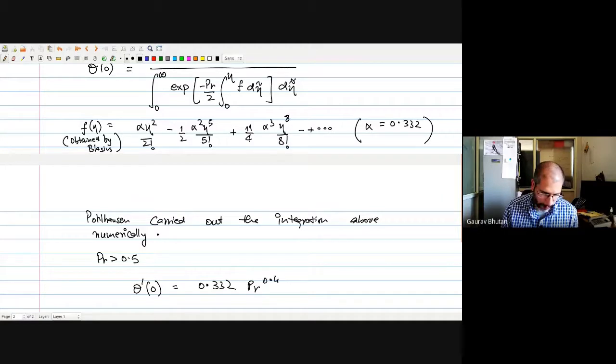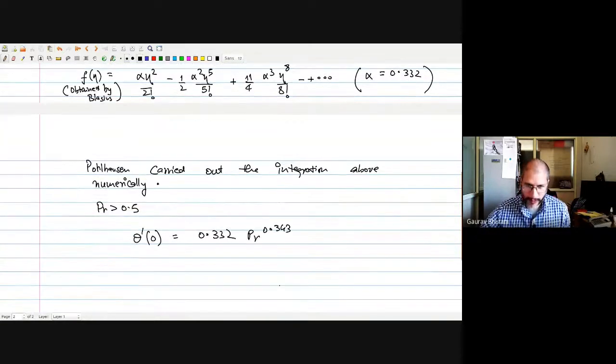Prandtl number to the power 0.343. This empirical formula fits theta prime 0 quite well based on the data obtained by Pohlhausen. Pohlhausen did everything numerically, so of course he got numbers, but this formula fits those numbers quite well for Prandtl number values greater than 0.5.